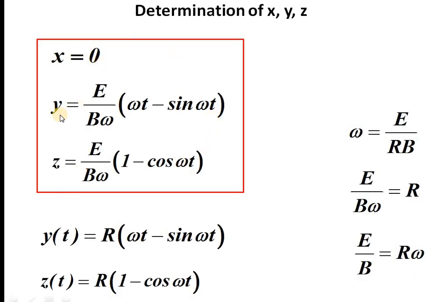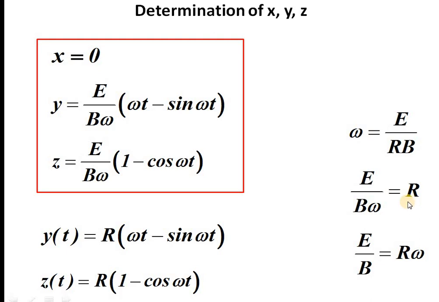X is equal to 0, Y is equal to E by B omega into omega t minus sin omega t, and Z is equal to E by B omega into 1 minus cos omega t. Here we are making some slight modification. Let us place omega is equal to E by R B. We have already written this in the cyclotron equation in one of the previous modules. So now we can rearrange it for E by B omega. We have E by B omega here, and we are placing it as R.